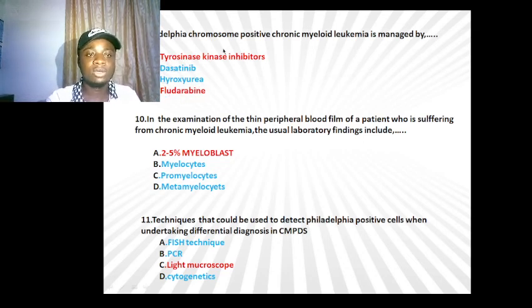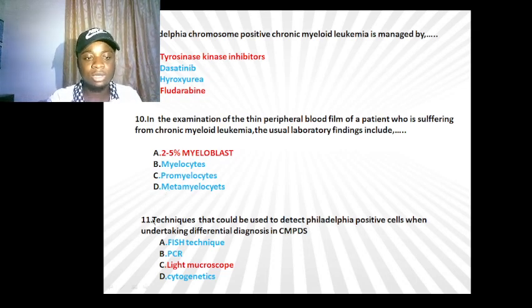Okay, then 10. In the examination of the peripheral blood film of a patient who is suffering from chronic myeloid leukemia, the usual laboratory findings include 2 to 5% myeloblasts. False. Myeloblasts are very, very low. Even they normally don't appear. So 2 to 5% is high. So this is false. Myelocytes are there, promyelocytes are there, metamyelocytes are there.